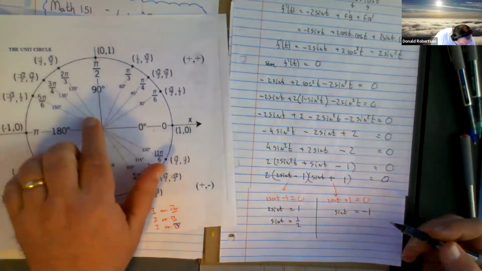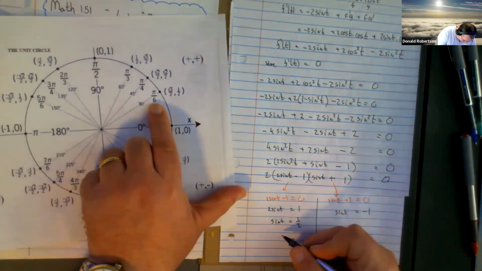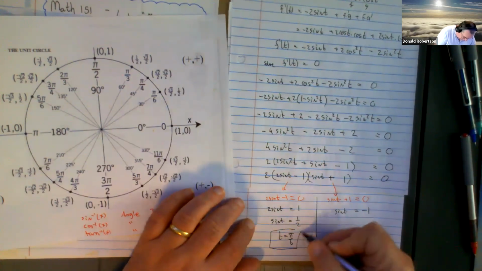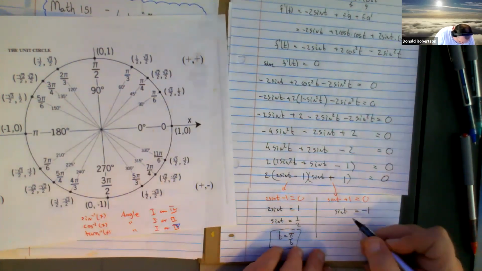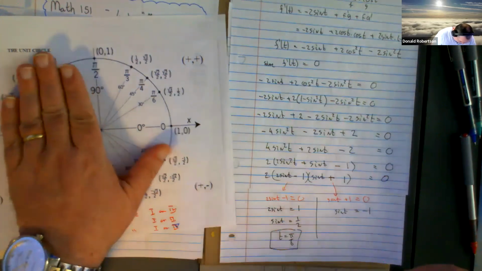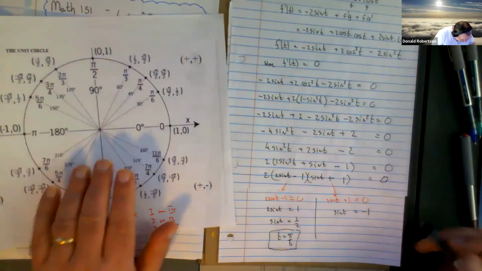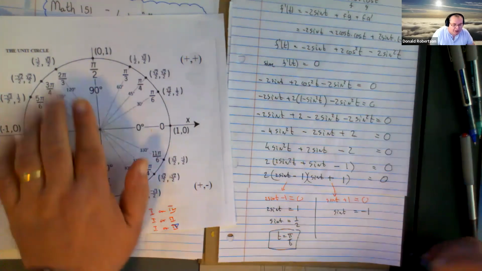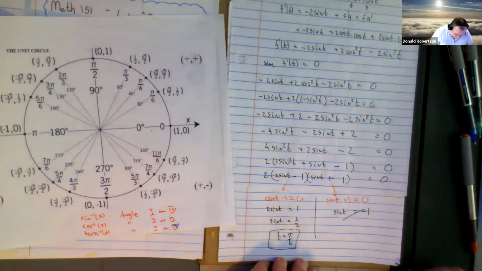And when is the y value a half? At pi upon 6. I can use that, so that's a critical number. When is the answer -1? Well, technically speaking, the answer is -1 down here, but we can't use it because it isn't in here. So that one's got nothing.